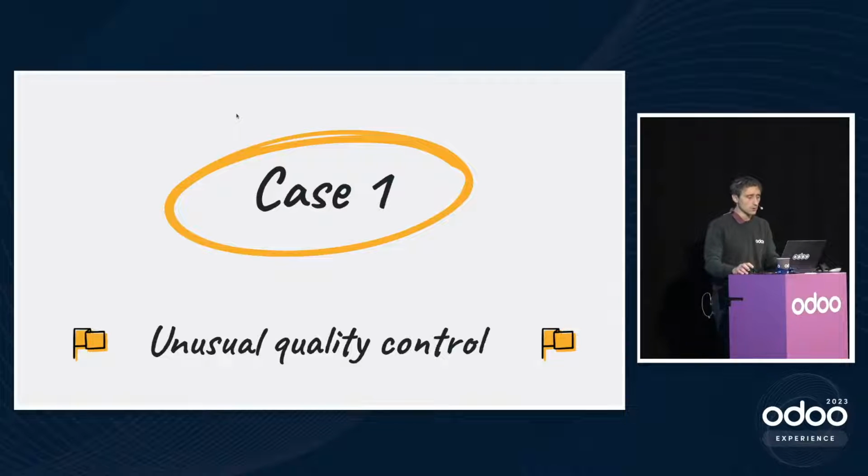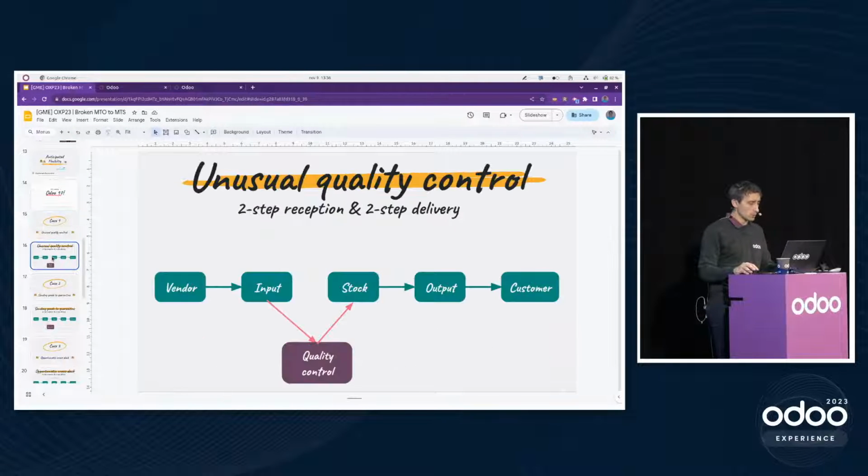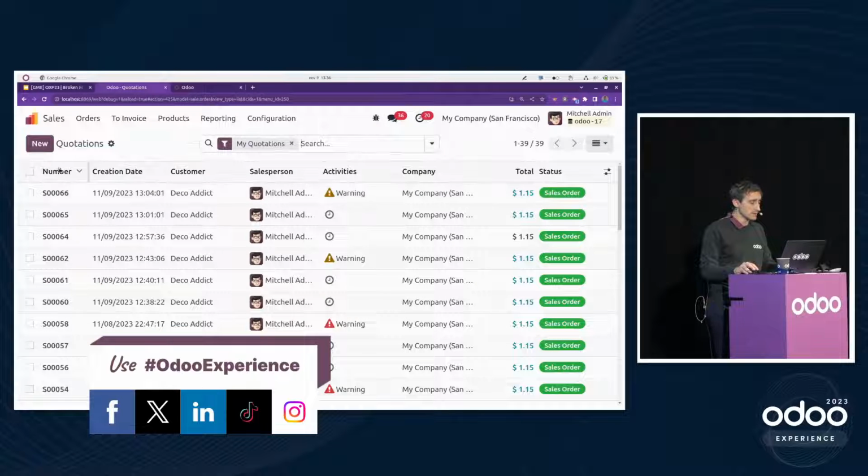First, you have an unusual quality control. So when you have an unusual quality control, actually here, you receive the goods in input. I'm always working here in MTO. Here, it's a two-step delivery, two-step reception. You receive the product in input, and you decide to send it to the quality control area because maybe there is a problem with the package or the product, and you want to make sure it's working fine. And then you send it directly to stock. Let's see how this looks.